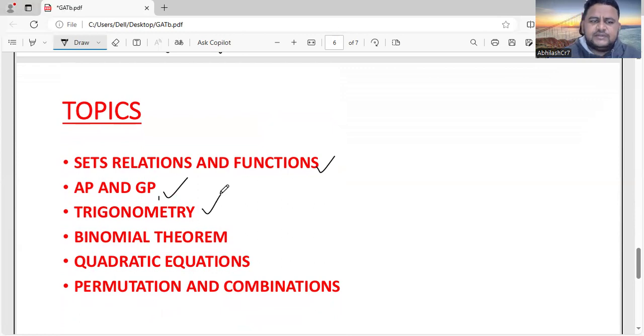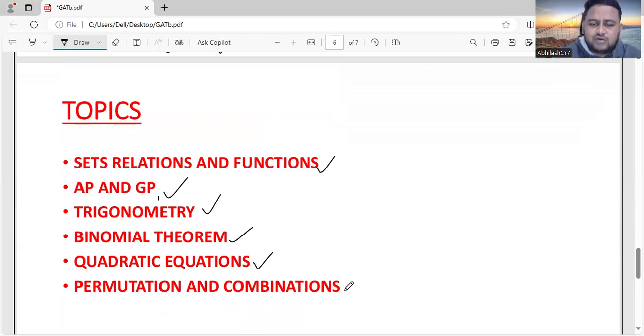Next, trigonometry. Trigonometry is there in 10th level also, but the questions that they're asking are of plus 2 level, friends. Next, coming to binomial theorem. If you know the formula directly, you can answer these questions. Quadratic equations of plus 2 level, okay, plus 2 level, not of 10th level.